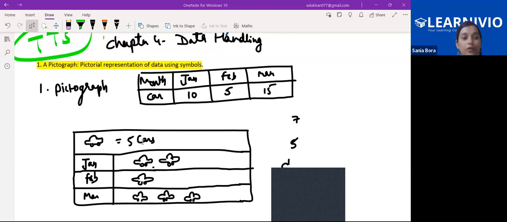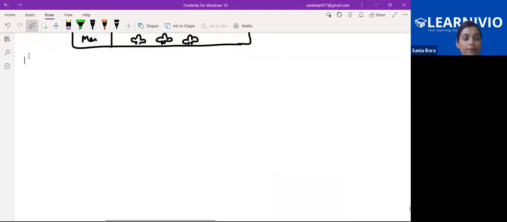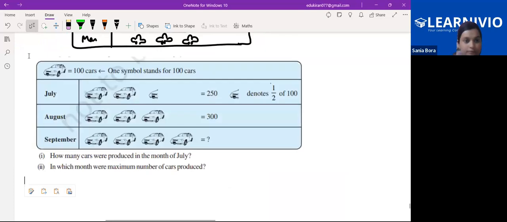So now I will give you one question. You have to read this. No need to write this down in a notebook. Just write the answers. You have to read the pictograph and answer the following questions.